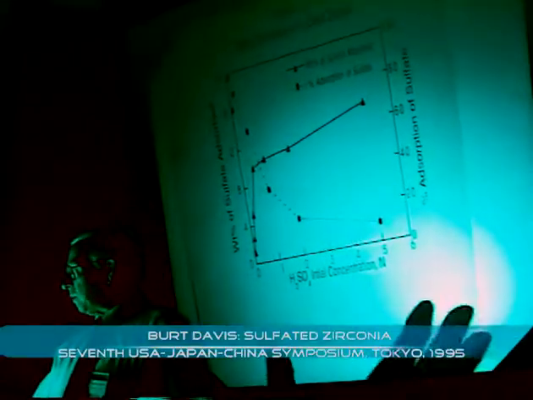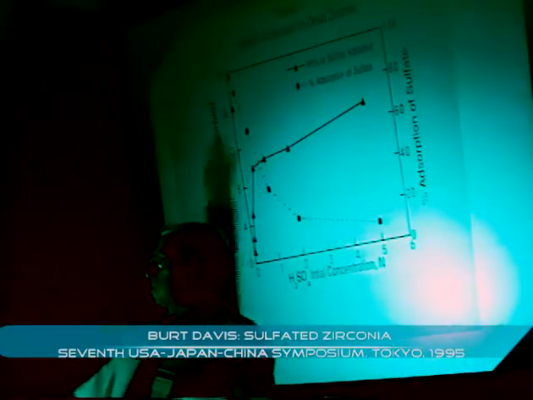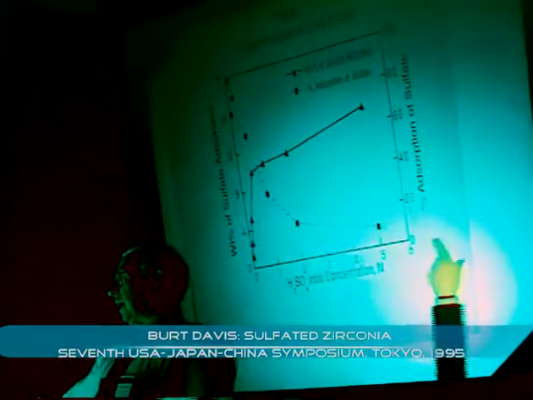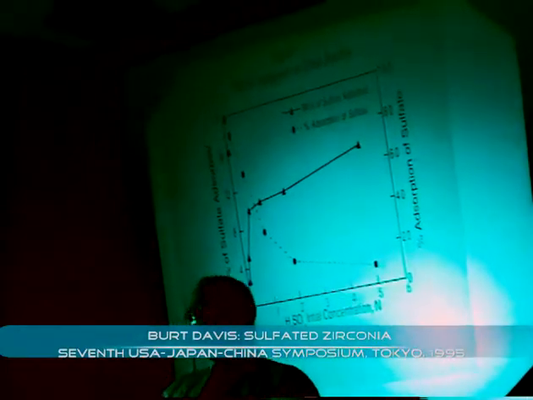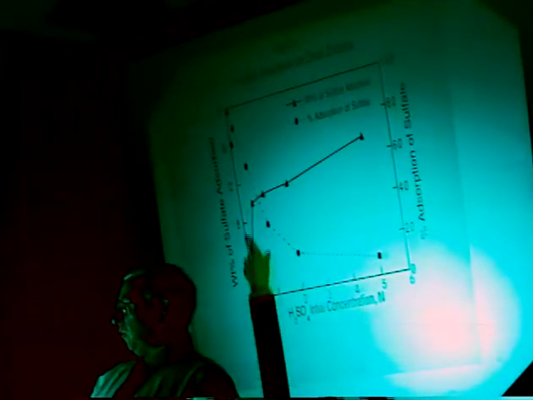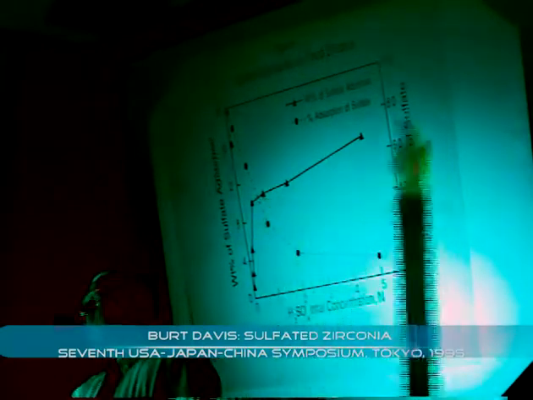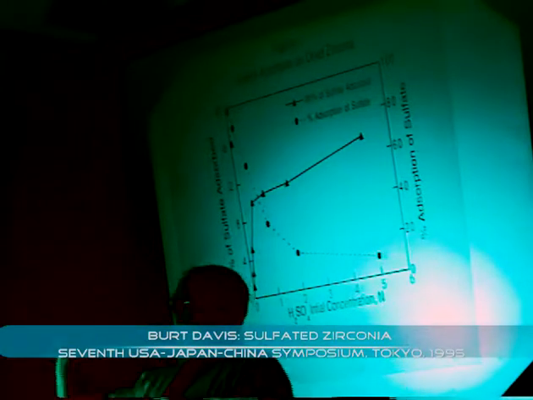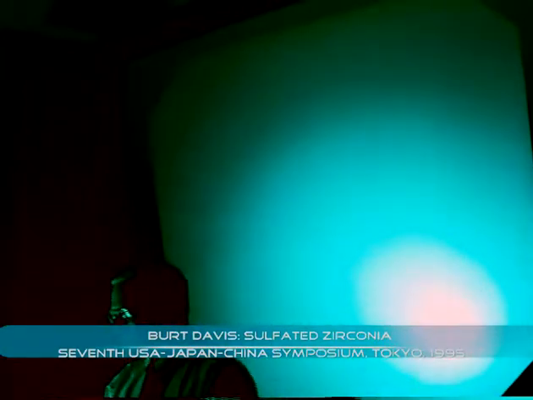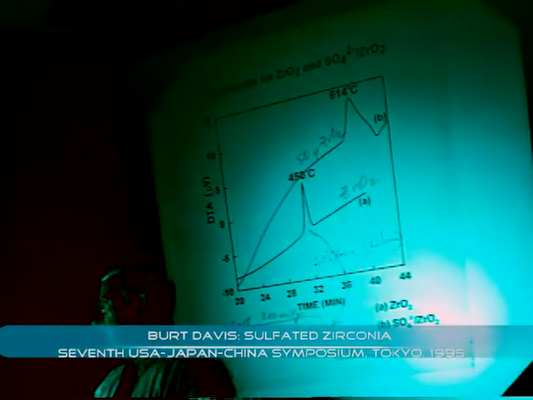Once you form the precipitate, it's almost a chemisorption as you add sulfate to the dried gel. The sulfate concentration increases up to about a half molar and then flattens out, saturating the surface. The sulfate does change zirconia.